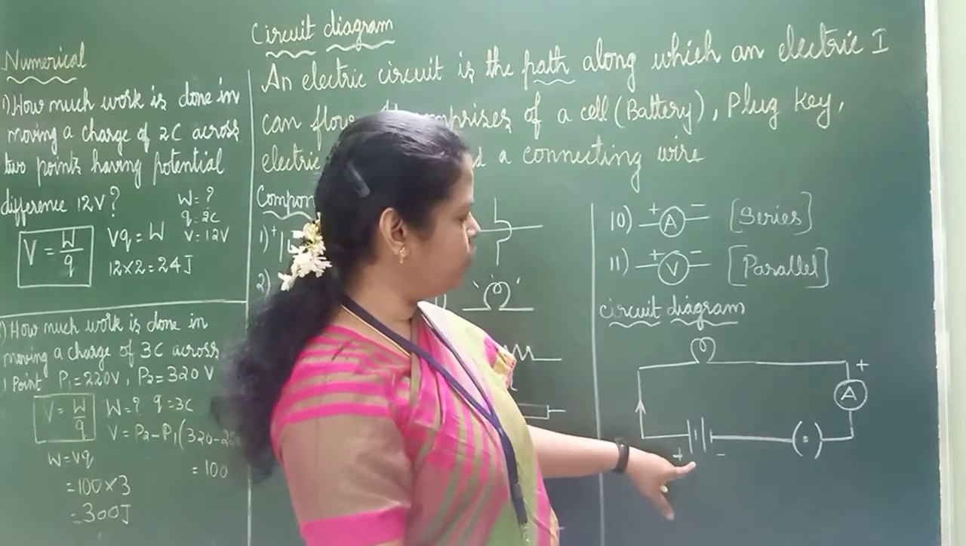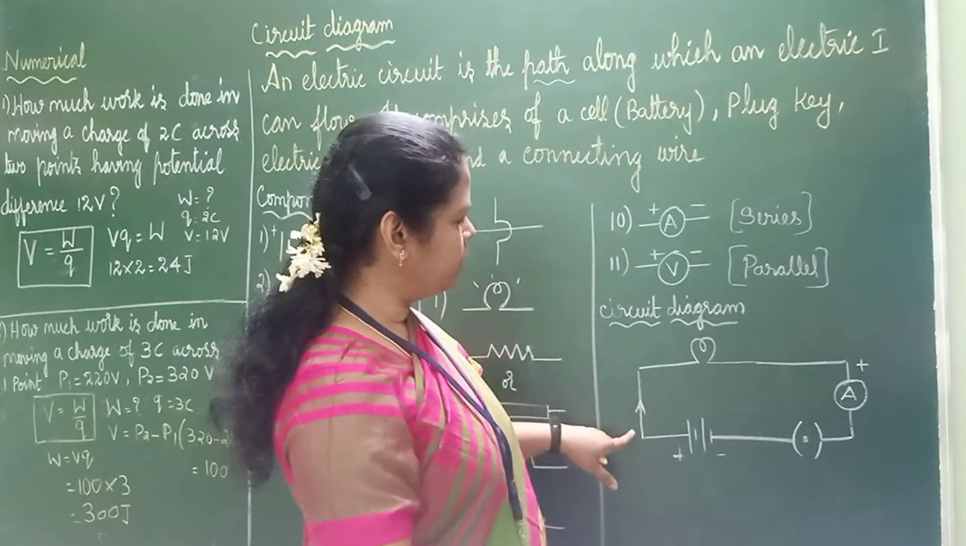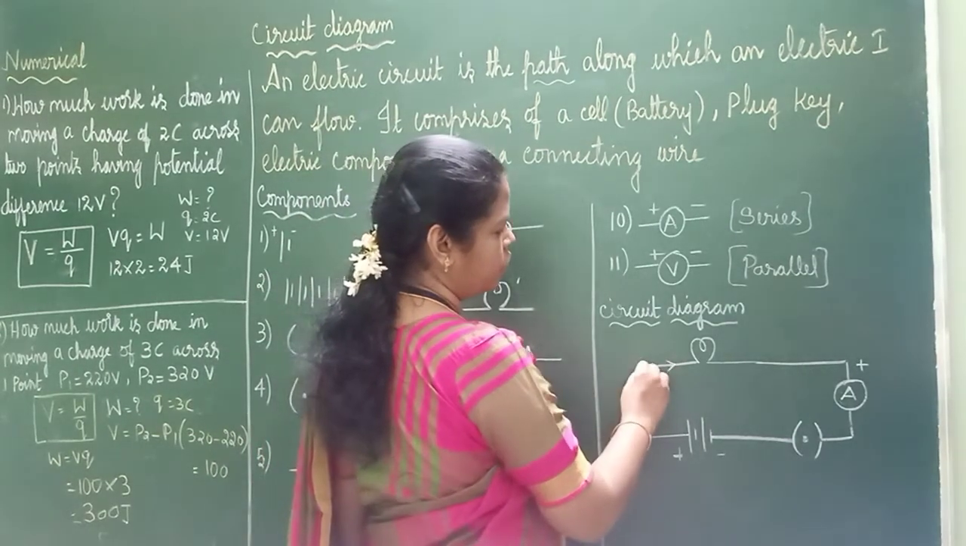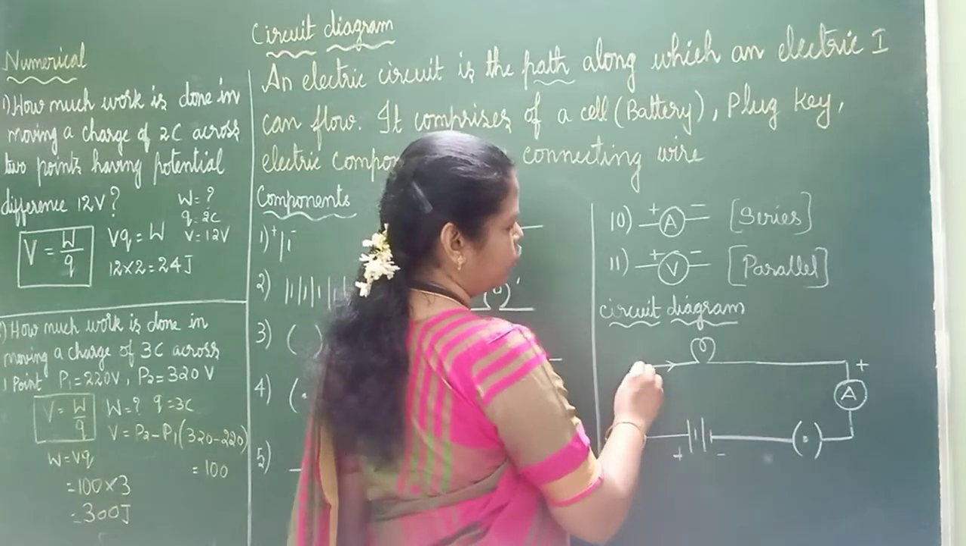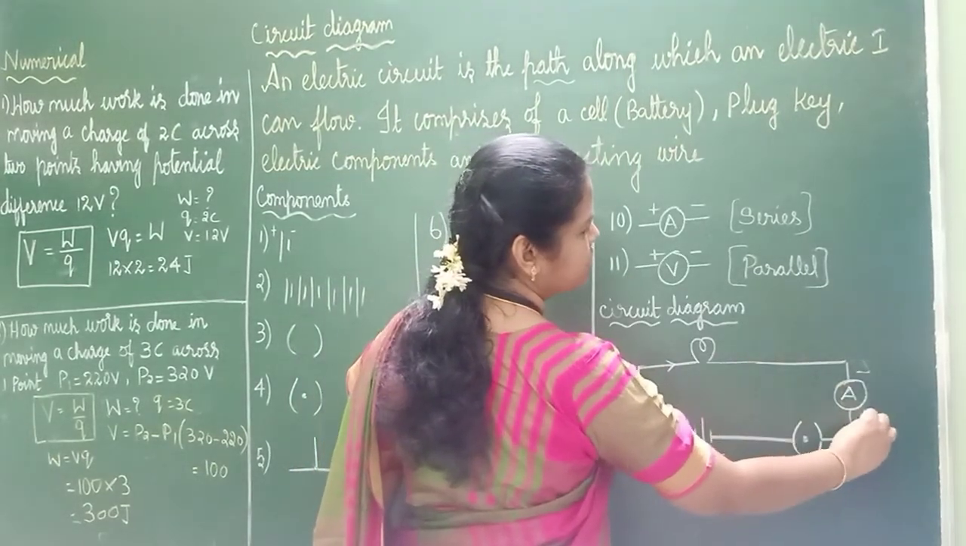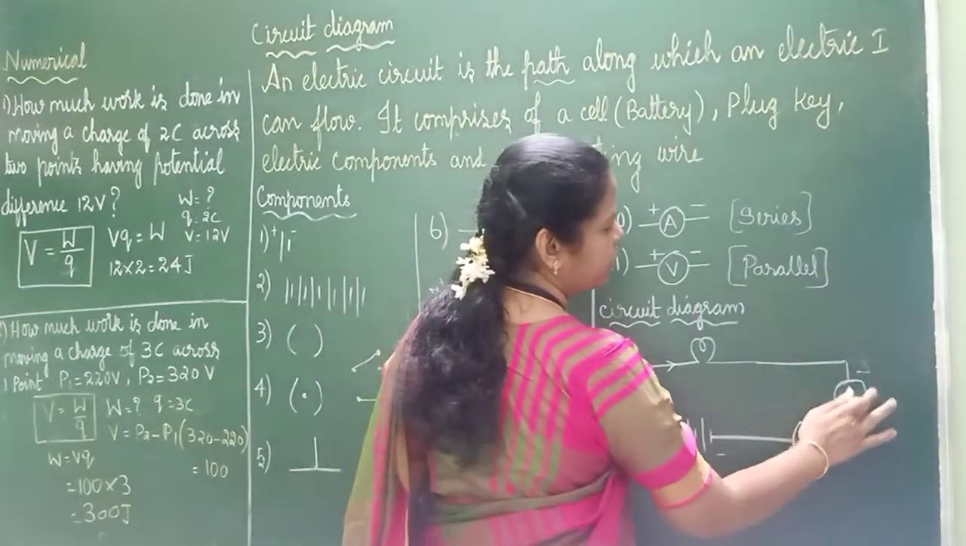So now current will move from here, no? From positive terminal to negative terminal. So I should put the arrow. Without an arrow, if I am drawing the circuit, no marks. Current is moving like this, it is coming like this. Can I put minus here and plus here for the ammeter? No. Positive terminal should be connected.